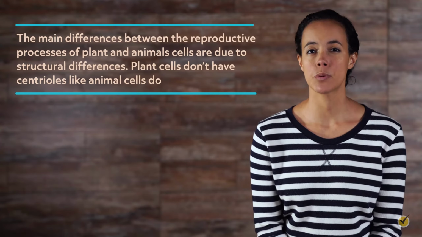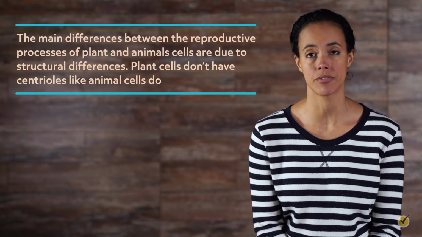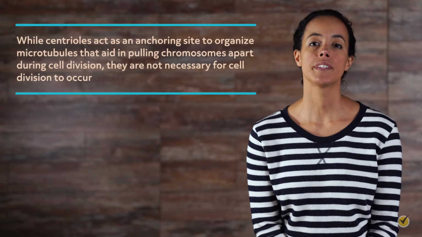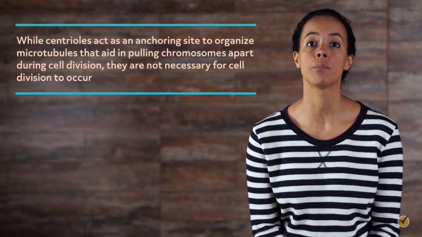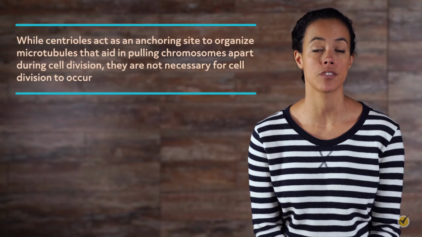The main differences between the reproductive processes of plant and animal cells are due to structural differences. Plant cells don't have centrioles like animal cells do. While centrioles act as an anchoring site to organize microtubules that aid in pulling chromosomes apart during cell division, they are not necessary for cell division to occur.